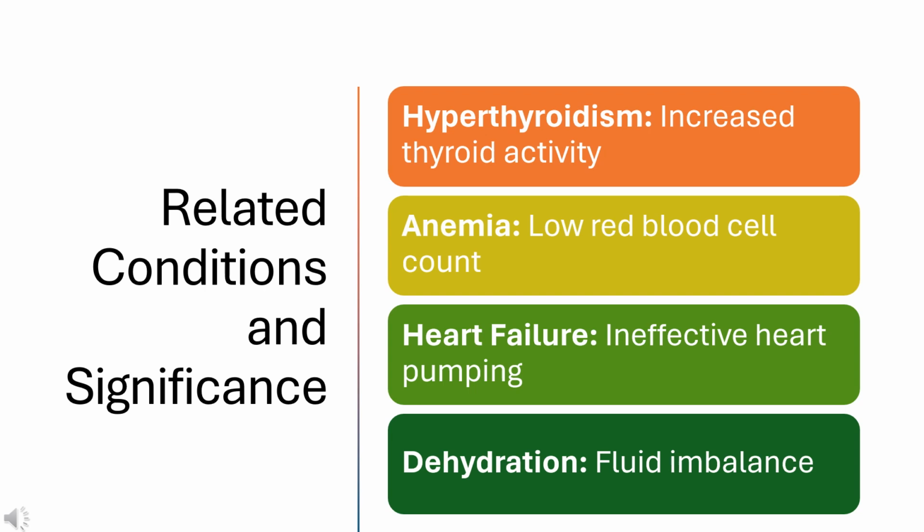Hyperthyroidism occurs when the thyroid gland produces excessive amounts of thyroid hormones, T3 and T4. These hormones regulate the body's metabolism and influence heart rate. Increased thyroid hormone levels can elevate the metabolic rate, leading to an increase in heart rate. This is because thyroid hormones enhance the sensitivity of the heart to catecholamines, adrenaline and noradrenaline, which stimulate the SA node to increase the heart rate.